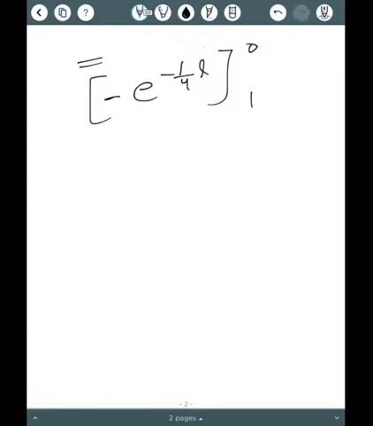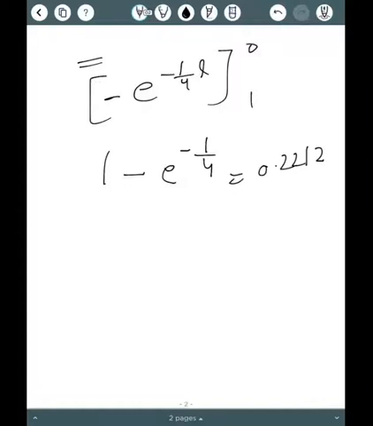It will give us 1 minus e to the power minus 1 over 4. So that's roughly 0.2212, and it's the probability that our system fails within the first year.